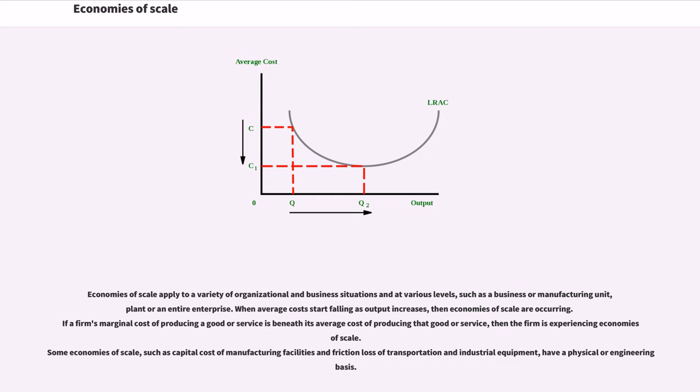When average costs start falling as output increases, then economies of scale are occurring. If a firm's marginal cost of producing a good or service is beneath its average cost of producing that good or service, then the firm is experiencing economies of scale. Some economies of scale, such as capital cost of manufacturing facilities and friction loss of transportation and industrial equipment, have a physical or engineering basis.